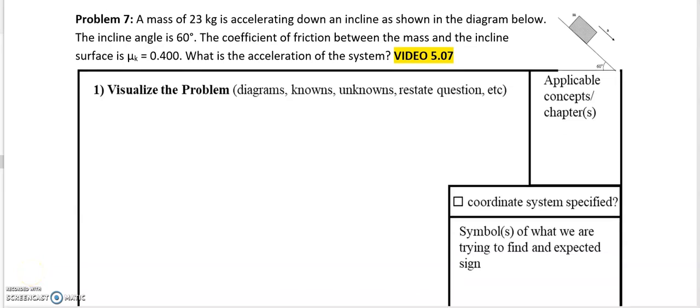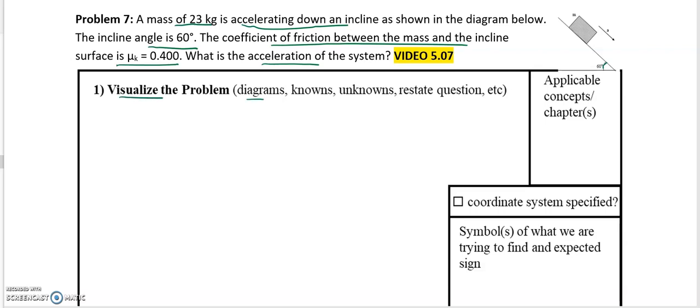In this problem, a mass of 23 kg is accelerating down an incline as shown in the diagram below. So the incline is 60 degrees. The coefficient of friction between the mass and the incline is 0.4, μ(k). And we are asked to calculate the acceleration of the system.